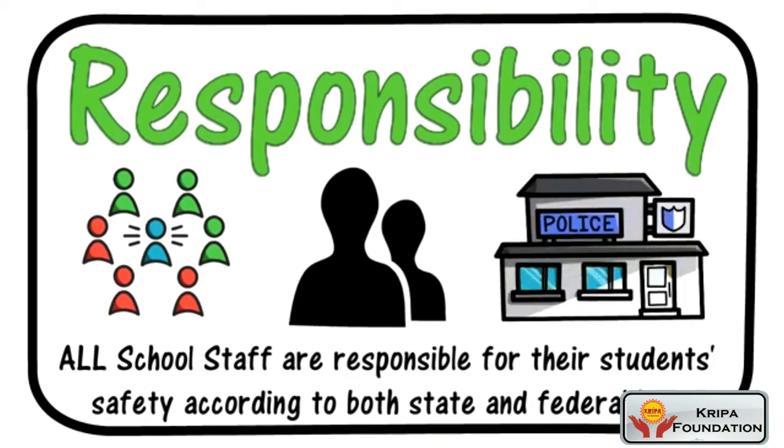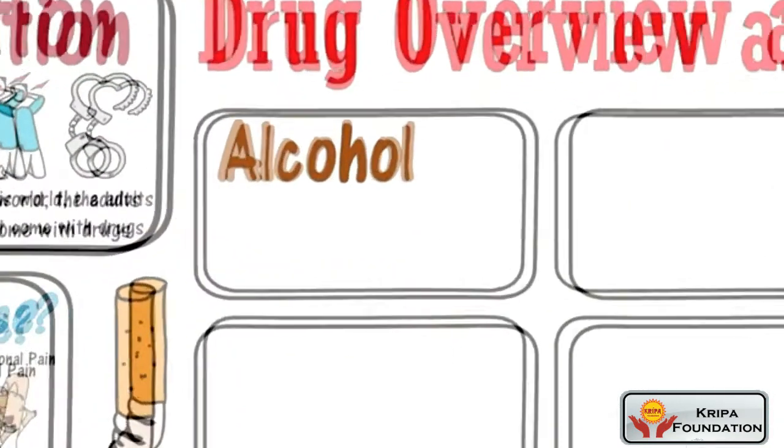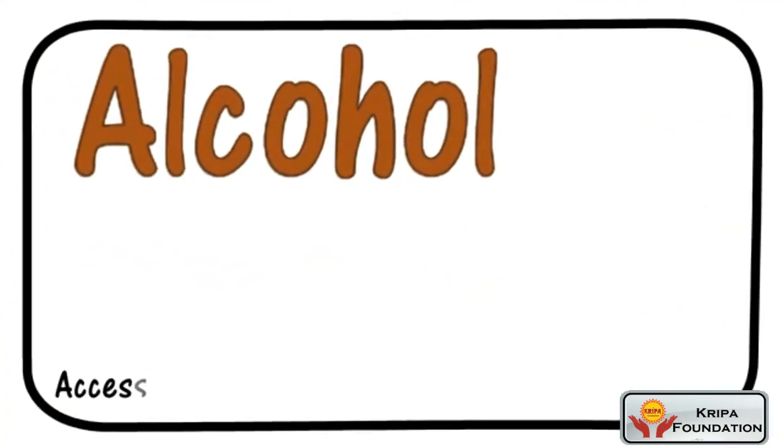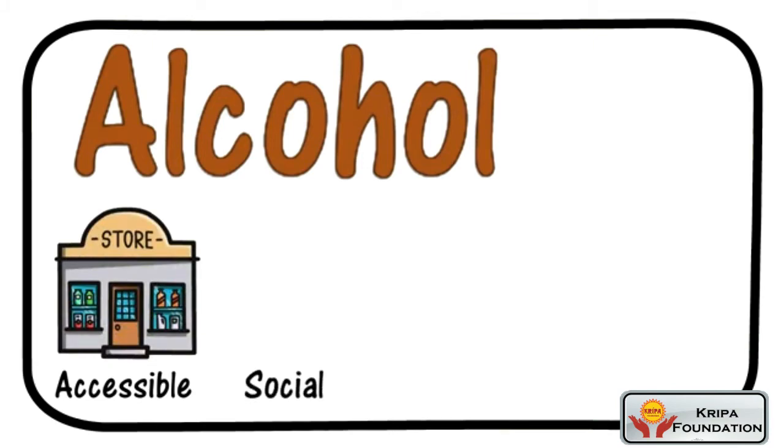The next section will provide a brief overview of several different drugs and their accompanying symptoms. We will begin by taking a look at alcohol. First of all, alcohol is one of the most accessible of all categories. Students may simply take alcohol from their parents or siblings. Alcohol is in use in most social settings. It obviously includes parties. Children notice it is acceptable in many adult settings.